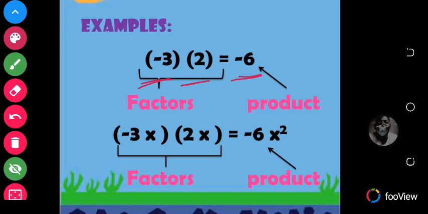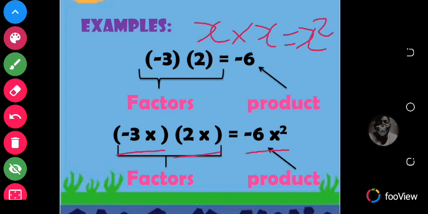The same way, when you multiply x by x, you're going to get x raised to the power 2. So these are factors of x squared.